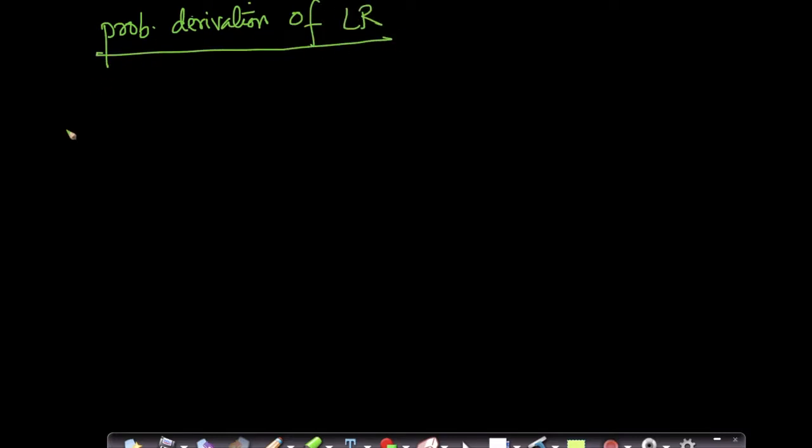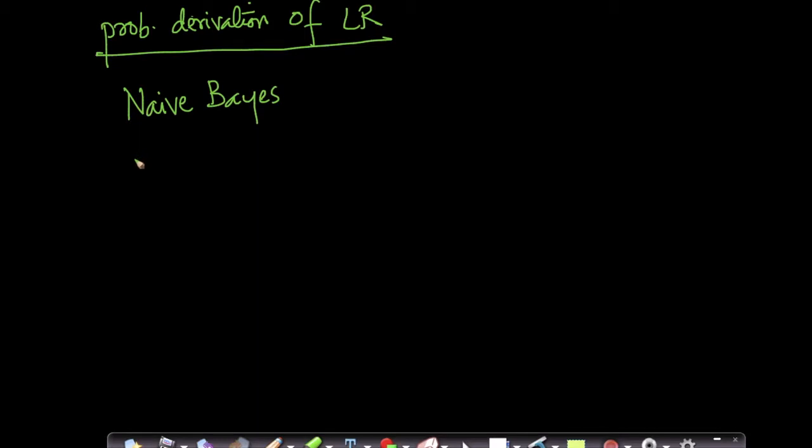So now let's go into the probabilistic interpretation. Let me not call it interpretation; let me call it the probabilistic derivation of logistic regression. I'll call logistic regression LR just for short. Remember, we saw naive Bayes in the previous chapter.